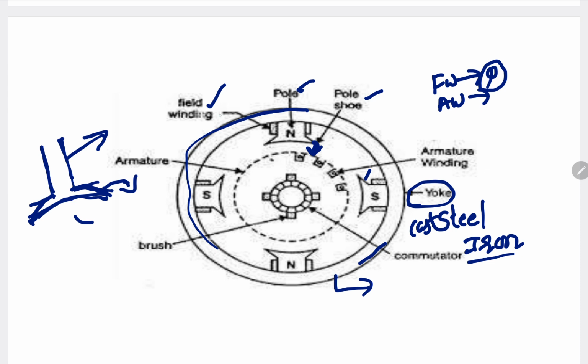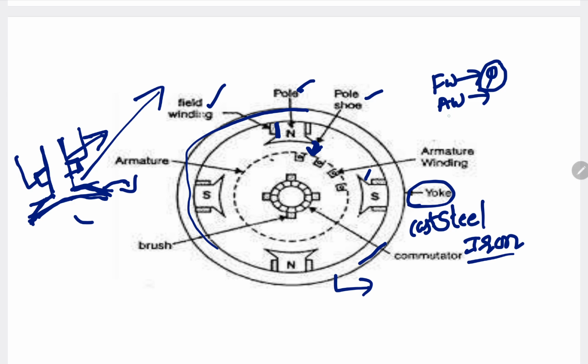The field winding is placed on the pole core. This pole is not a natural magnet, it is an electromagnet. Electromagnet means externally we have to give a power supply to form the flux. So the field winding is given an external power supply so that it gets magnetized. That is about the pole core, pole shoe, and field coil or field winding.